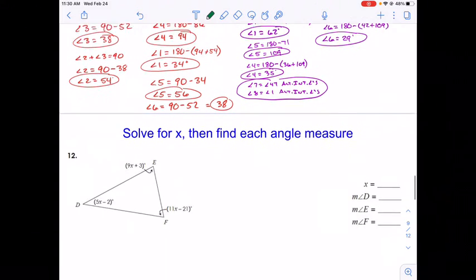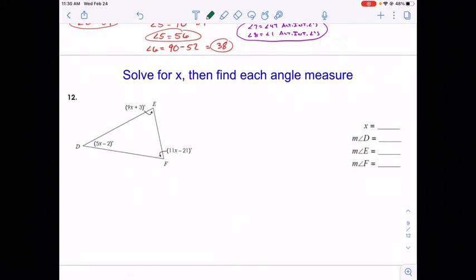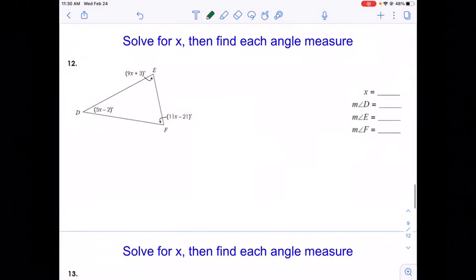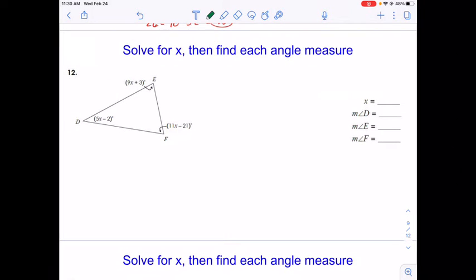All right, so let's look at our number 12 here. This has variables in it now. It says solve for x and then find the measure of each angle. Using the triangle angle sum theorem, we know that angle D plus angle E plus angle F is equal to 180. So if I substitute these expressions in: 5x minus 2, plus angle E, which is 9x plus 3, plus angle F, which is 11x minus 21, they're going to add up to equal 180.